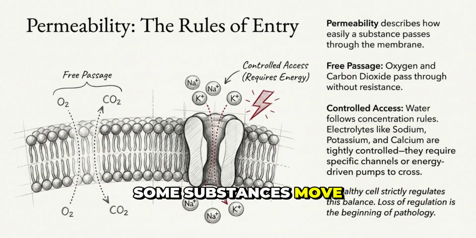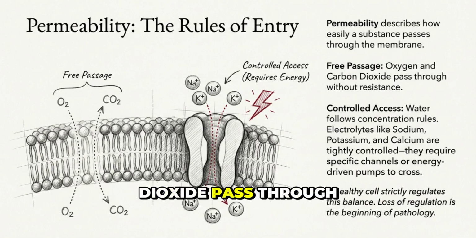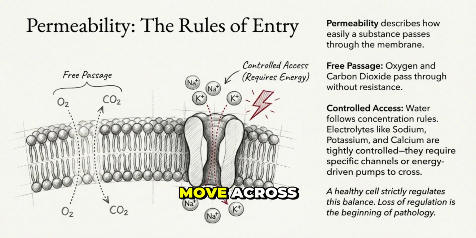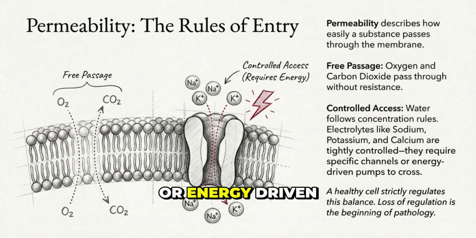Some substances move easily across the membrane. Oxygen and carbon dioxide pass through without much resistance. Water can also move across, but it follows rules based on concentration. Other substances, like sodium, potassium, and calcium, are tightly controlled. They require specific channels or energy-driven pumps to cross the membrane.